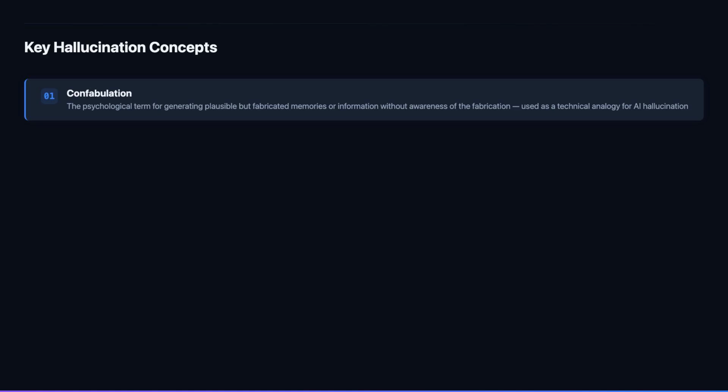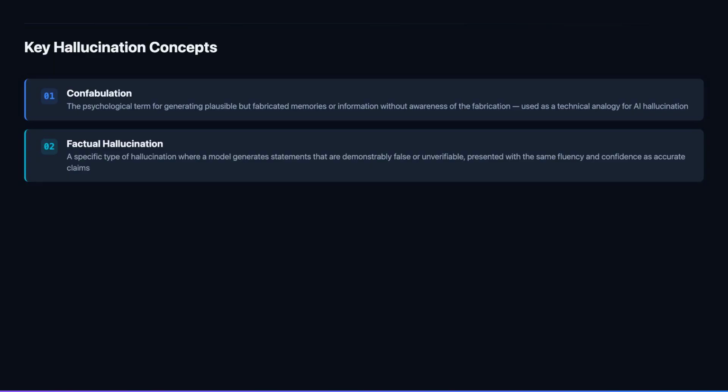Factual hallucination is the most consequential form of hallucination for enterprise AI deployment. It occurs when a model asserts specific factual claims, names, dates, statistics, citations, legal provisions, technical specifications, that are demonstrably incorrect or entirely fabricated.